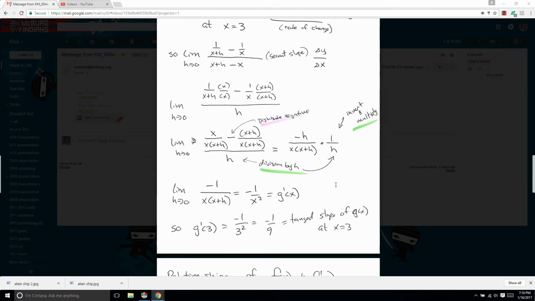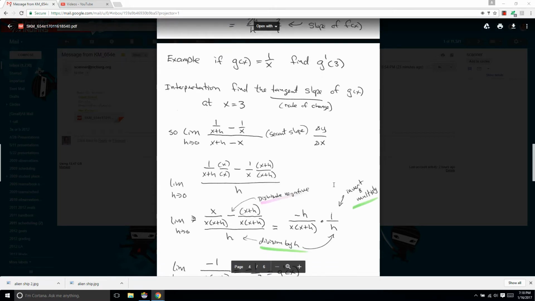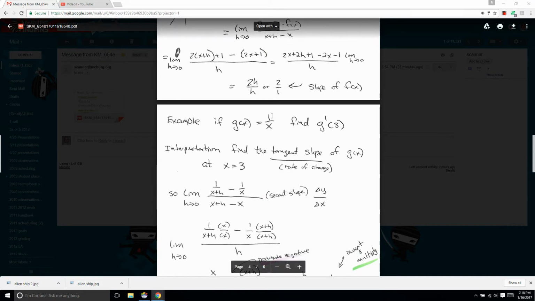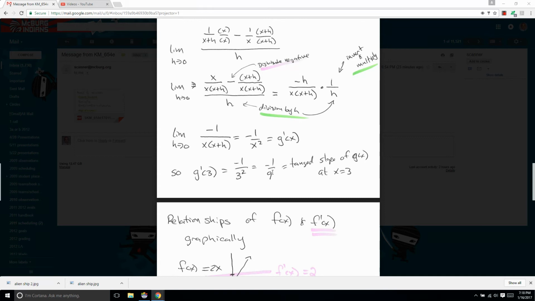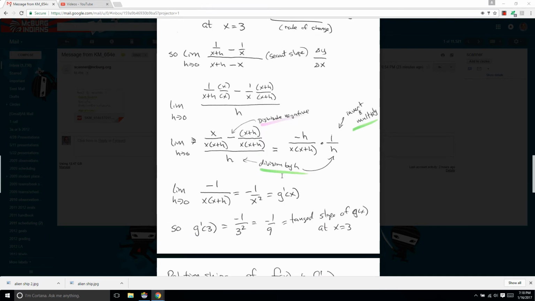It's not the point, it's the tangent slope. The point on g of x would be what? Well, g of x is 1 over x, so the point would be 3 comma 1/3. The slope would be negative 1/9, and we could put that in point slope form and find an equation of a line if we wanted.